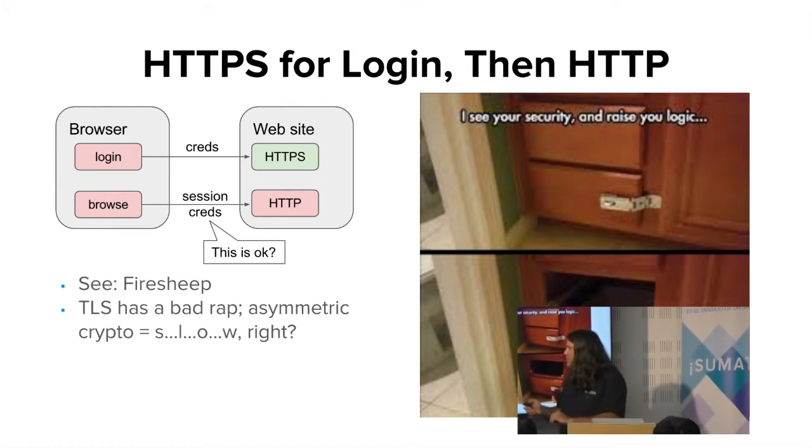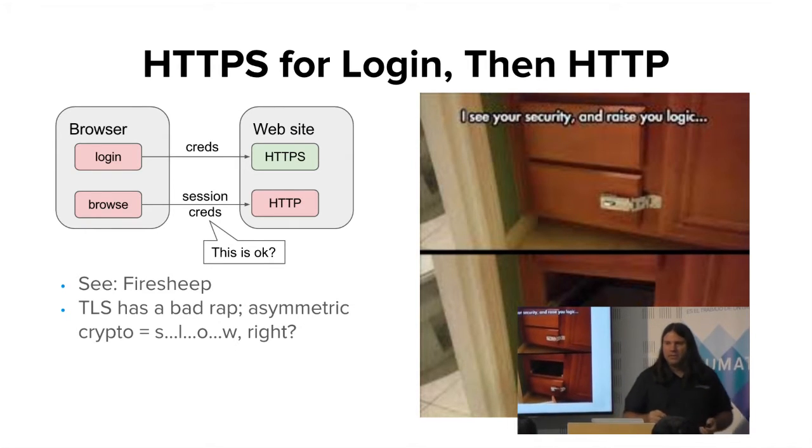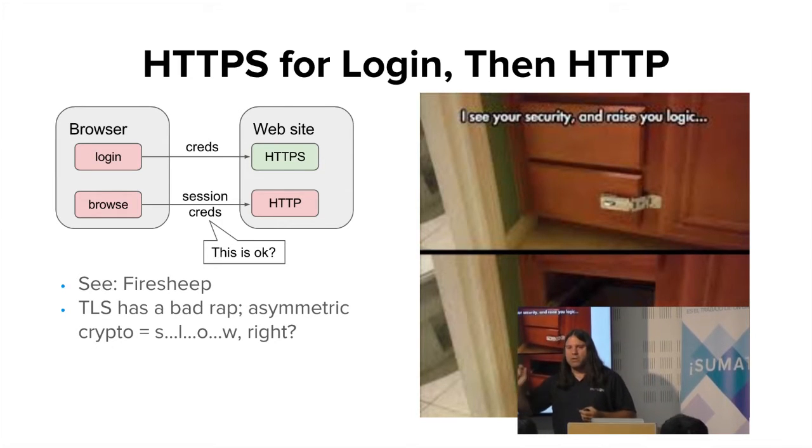TLS has a bad rap because it uses asymmetric cryptography. When you establish a TLS connection, you use asymmetric cryptography to transfer a session key, a symmetric session key. You only use it to get that key securely transferred so that each side has a session key they can use. From there forward, it's all symmetric cryptography, which is incredibly fast compared to asymmetric. So that asymmetric hit is very small up front.